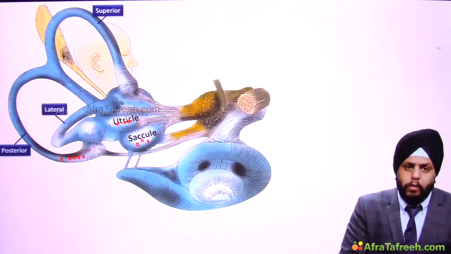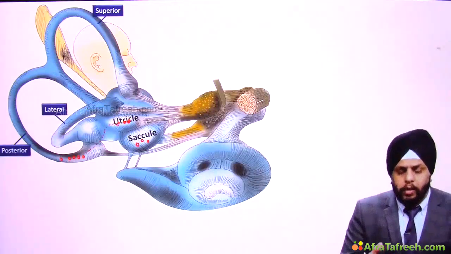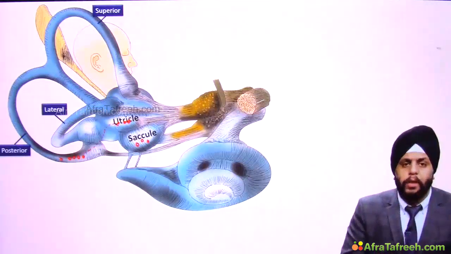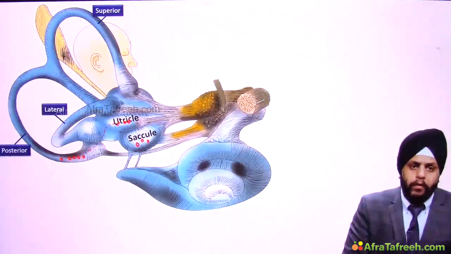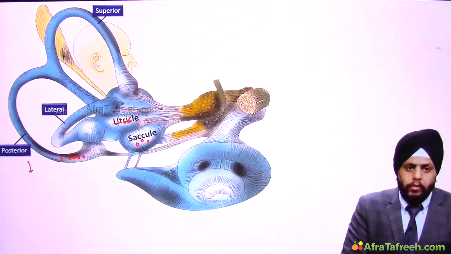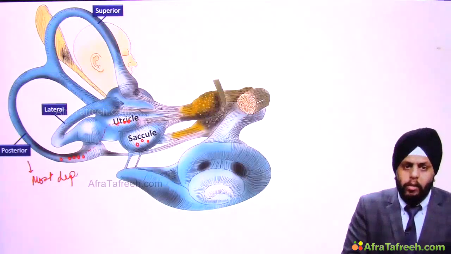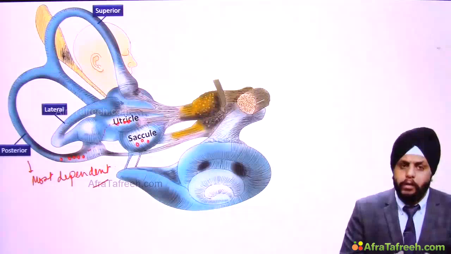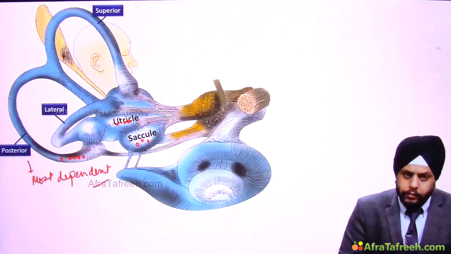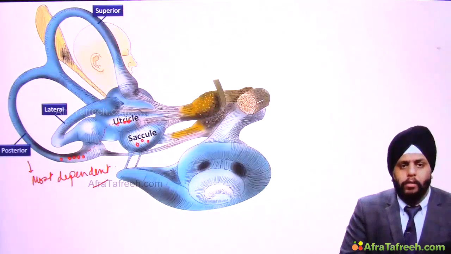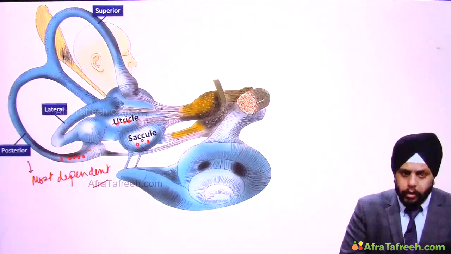Why posterior semicircular canal only? Because this is the most dependent canal. By gravity, this is the most dependent canal, and therefore these otoconia usually go into the posterior semicircular canal, although they can go into even the lateral semicircular canal also. So now what happens when they go into the posterior semicircular canal?